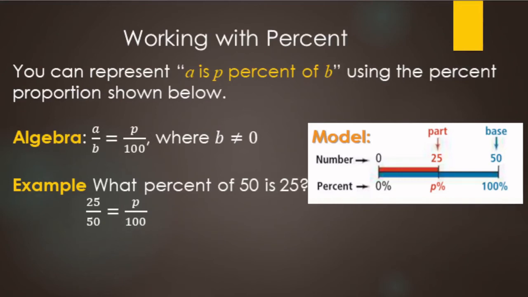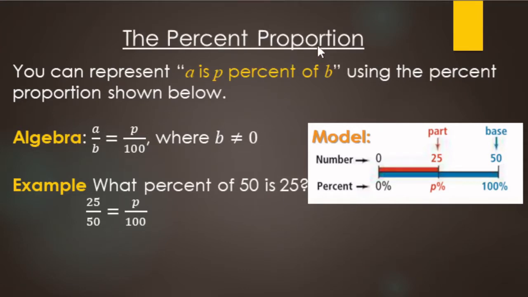All right, so in this video, we are going to be reviewing working with percents. We're going to start out just by looking at the percent proportion, although we're not going to deal with this very much in this video here. So here we have A is P percent of B. When we have it like that as a proportion, we can go A over B equals P over 100.